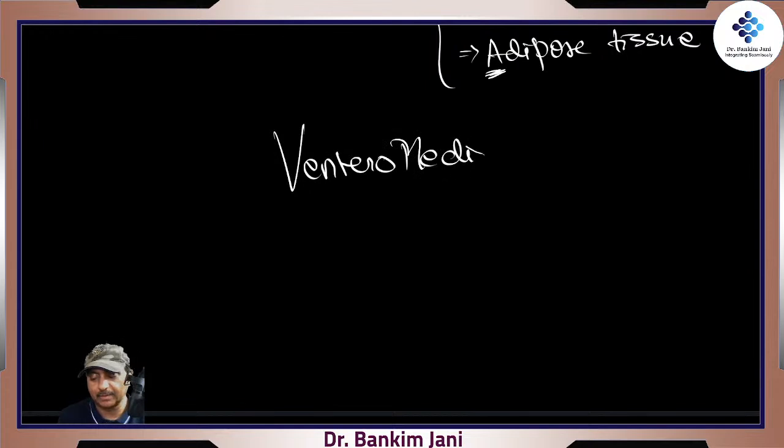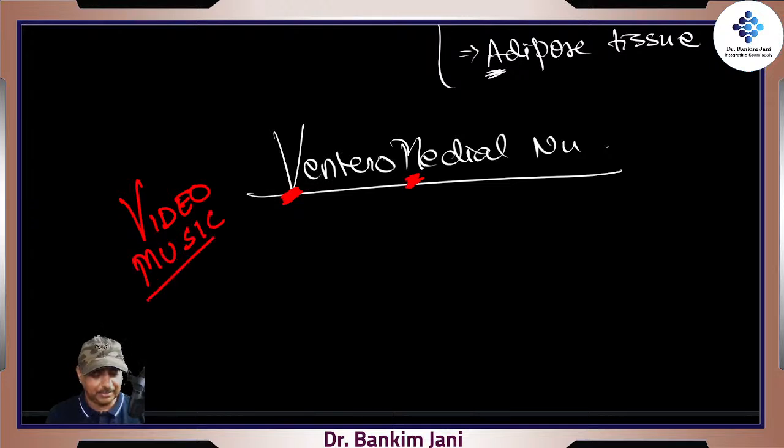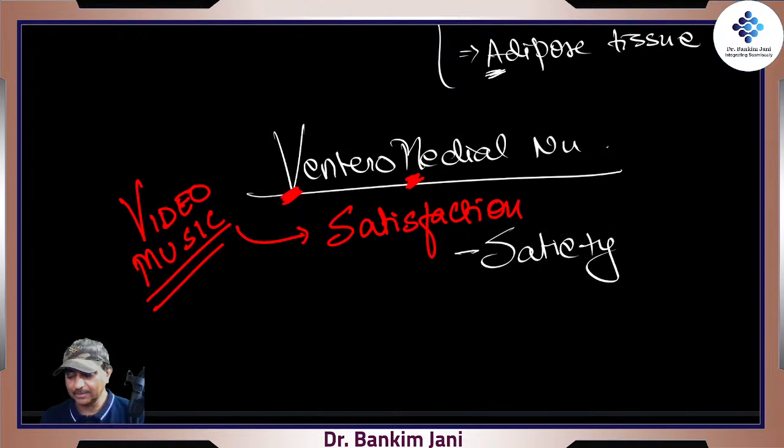Ventromedial nucleus. For ventromedial, you listen to those songs, right? But sometimes when we just listen to the music, we don't get that much satisfaction unless it is video music. So this video music gives much more satisfaction. That's it. So this is a center of satiety. Satiety, that is the satisfaction.